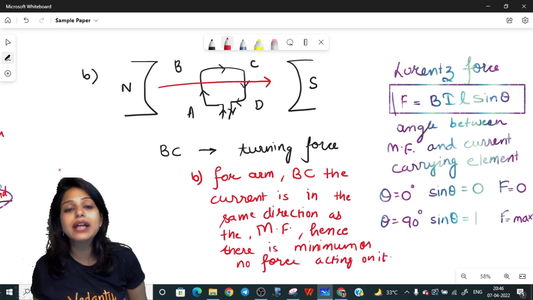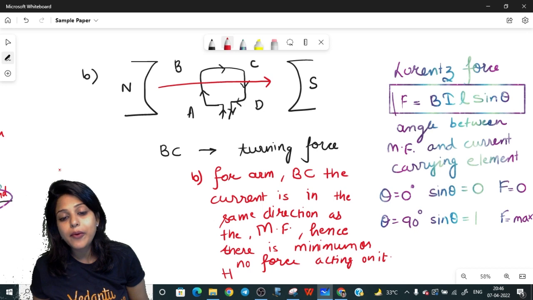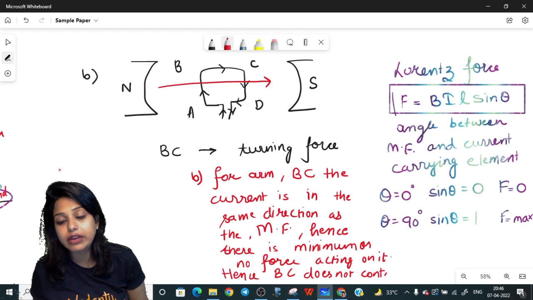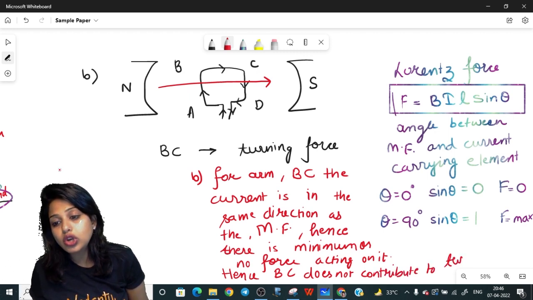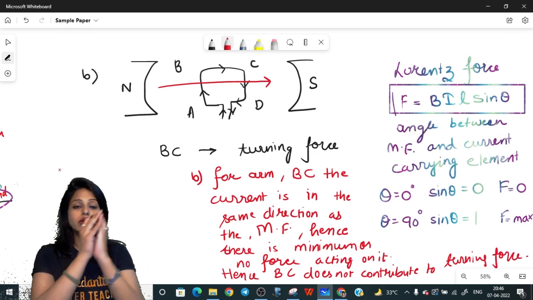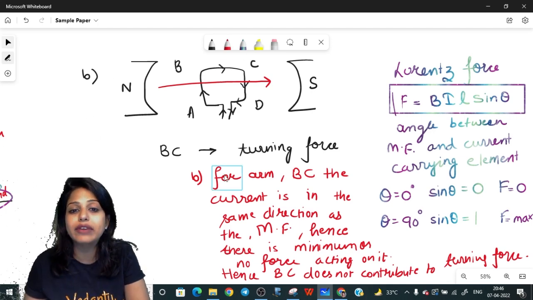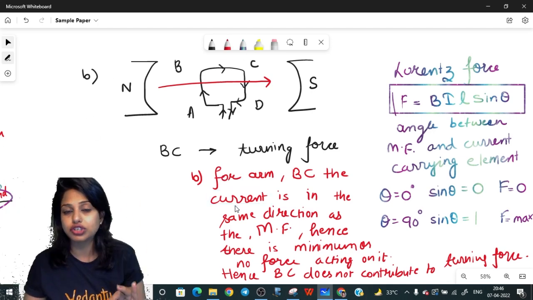Then what will be your answer? Hence, BC does not contribute to turning force. Right, people? So, you got this. If you got this, you will know you will get 1 and 1. Both 1 plus 1 will give you 2 marks for this question.